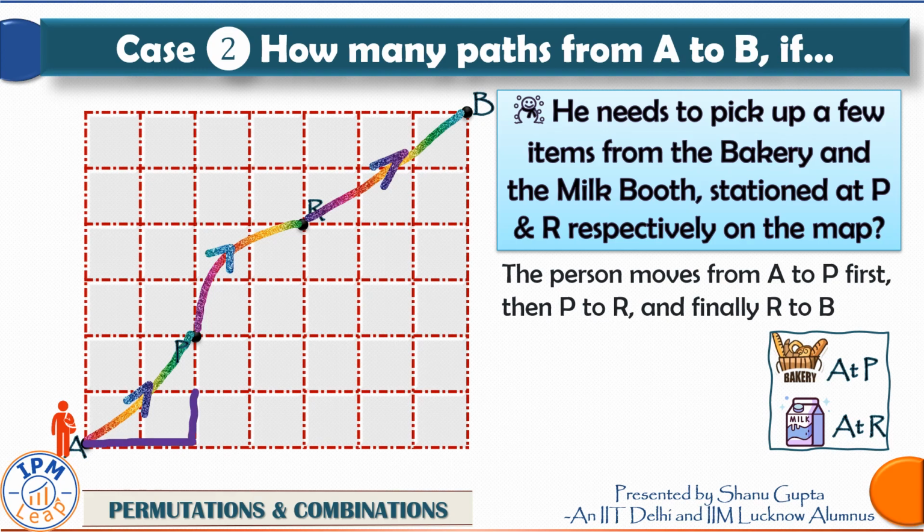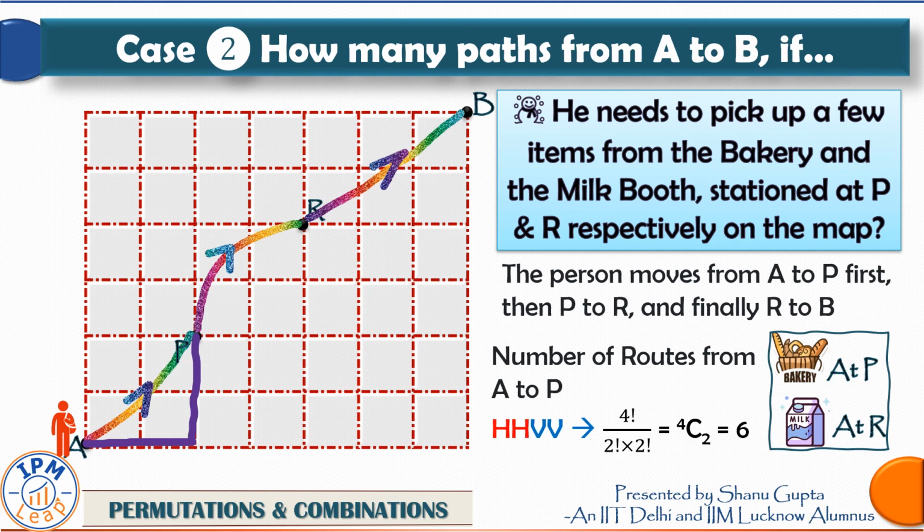There are two horizontal steps and two vertical steps. These letters can be arranged in 4 factorial upon 2 factorial 2 factorial. That is 4C2, 6 ways. So there will be 6 routes from A to P, as each arrangement of these 4 letters spells out one possible route.